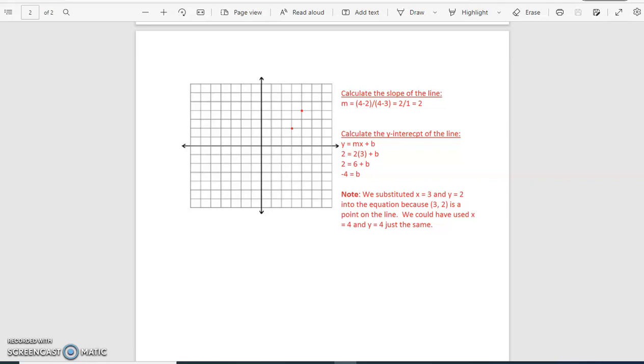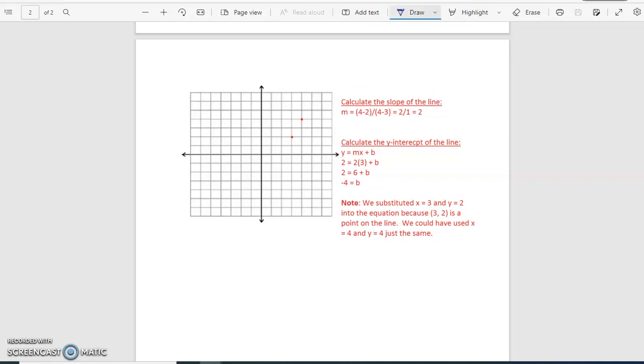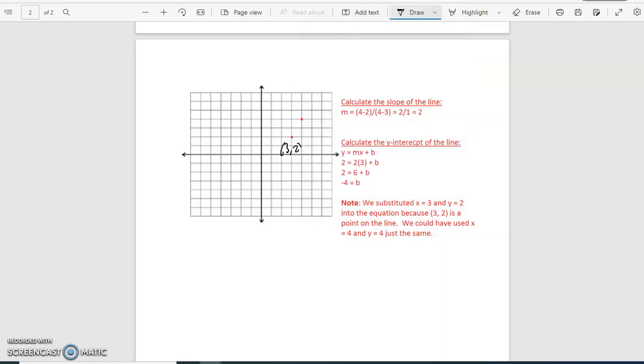All right, so the example here, trying to find the equation of a line based on 2 points. So essentially you have the point 3, 2, and then you have the point 4, 4. And it's calculated here.